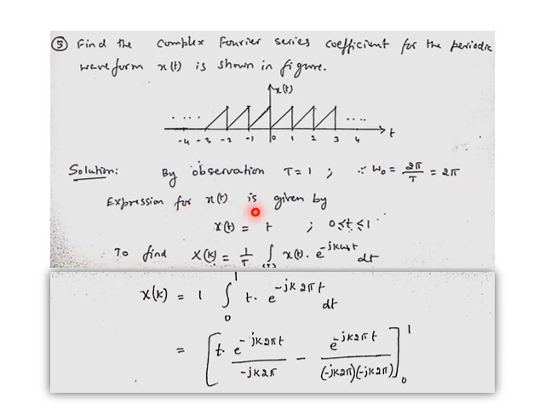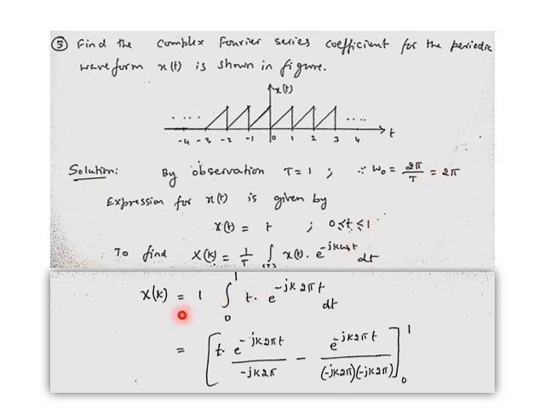So the expression for x of t is given over one fundamental period, T equal to 1, 0 to 1 I will consider. So at 0 to 1, one fundamental period, the equation is x of t equal to t. I have to find the complex Fourier series coefficient, capital X of k, which is nothing but 1 by T times the integration over one fundamental period of x of t into e to the power minus jk omega naught t dt. Here omega naught is equal to 2 pi for the problem.